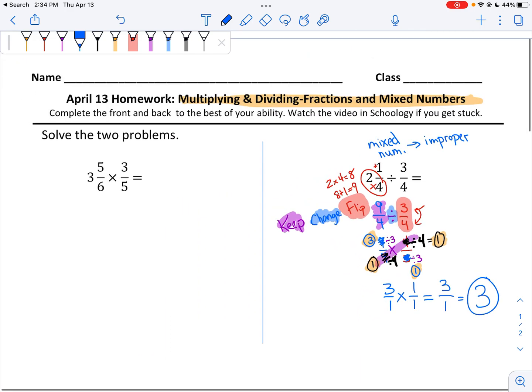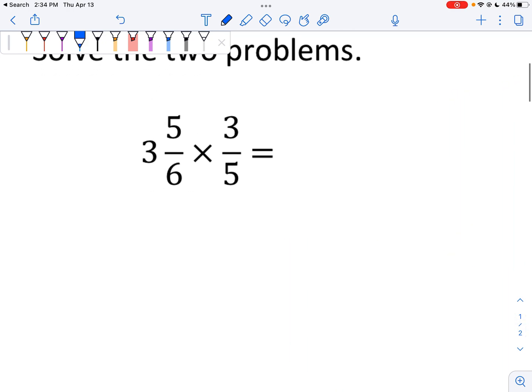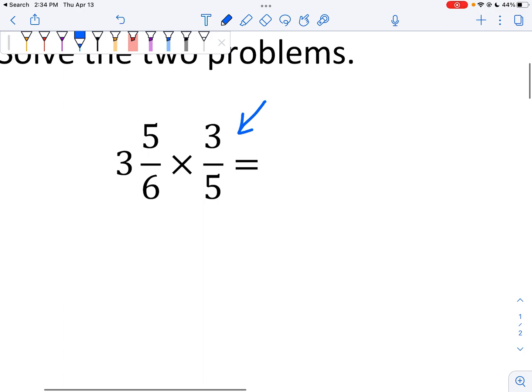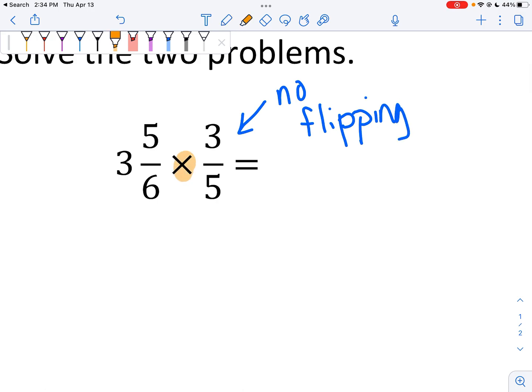All right, so you can do the problem on the left. The big thing is you're not going to flip. Do not flip. No flipping. And the reason why you don't flip this time is because it's a times problem, not division.